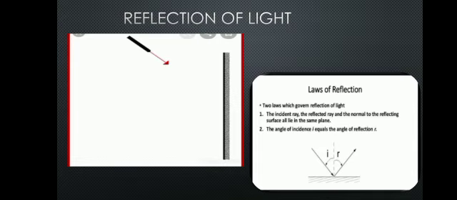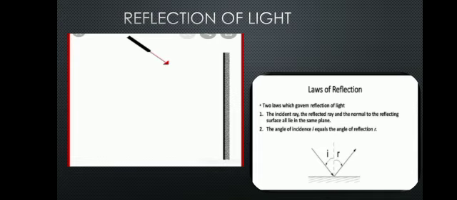The laws of reflection are: the incident ray, the reflected ray and the normal to the reflecting surface all lie in the same plane. Here you can see incident ray, reflected ray and normal. Incident ray means the ray which is traveling from one medium. Reflected ray means the bounced ray. When the incident ray strikes the surface of the second medium, it reflects back in the same medium. That ray is called the reflected ray. Normal is an imaginary line which is drawn perpendicular to the surface of the second medium.